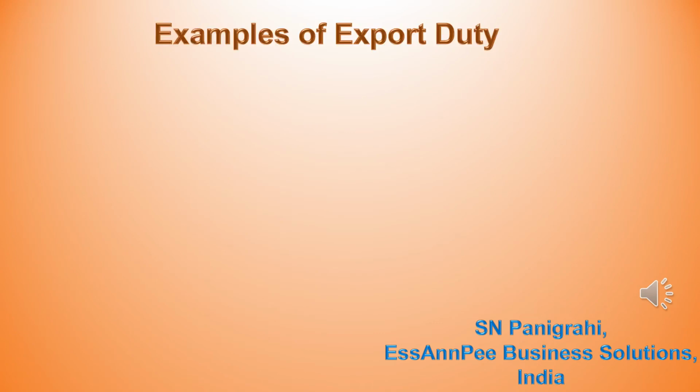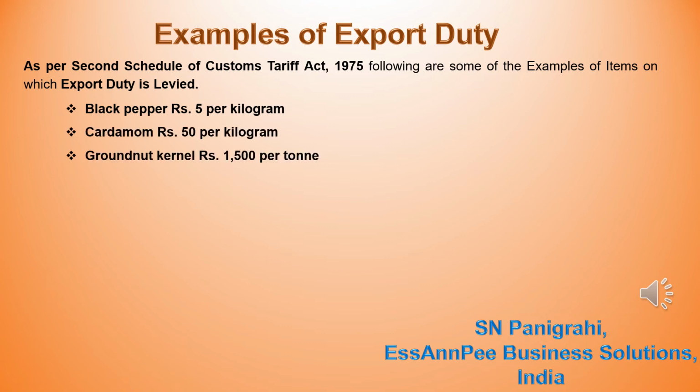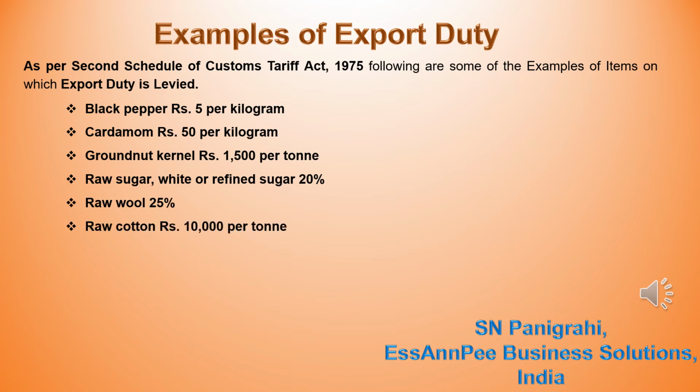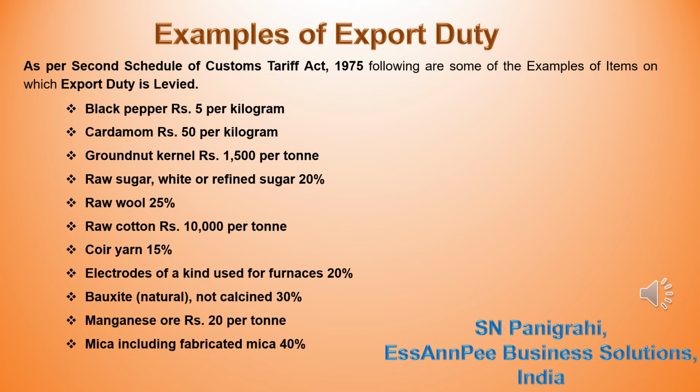Examples of export duty. As per Second Schedule of Customs Tariff Act 1975, following are some of the examples of items on which export duty is levied. Black pepper, 5 rupees per kilogram. Cardamom, 50 rupees per kilogram. Groundnut kernel, 1500 rupees per ton. Raw sugar, white or refined sugar, 20%. Raw wool, 25%. Raw cotton, 10,000 rupees per ton. Coir yarn, 15%. Electrodes of a kind used for furnaces, 20%. Bauxite, natural, not calcined, 30%. Manganese ore, 20 rupees per ton. Mica including fabricated mica, 40%.